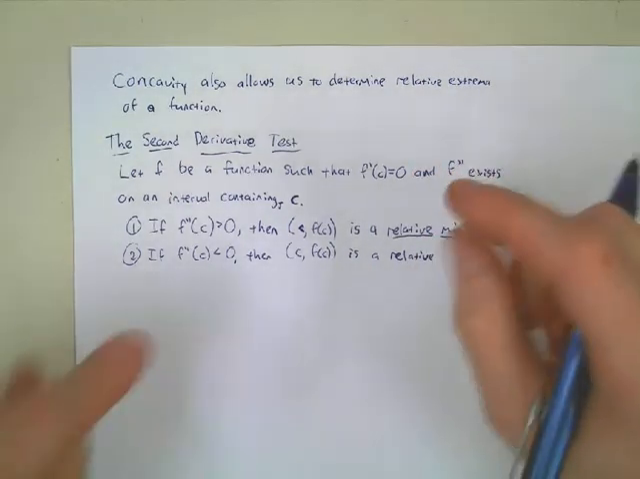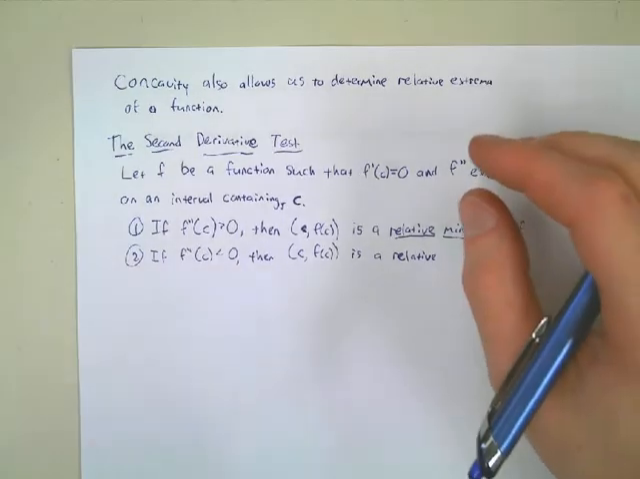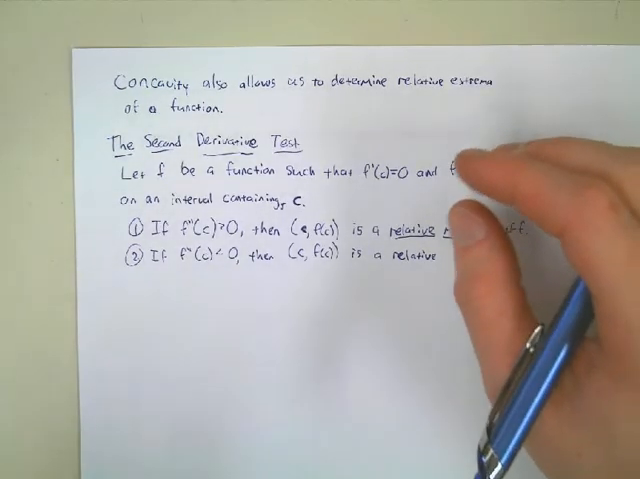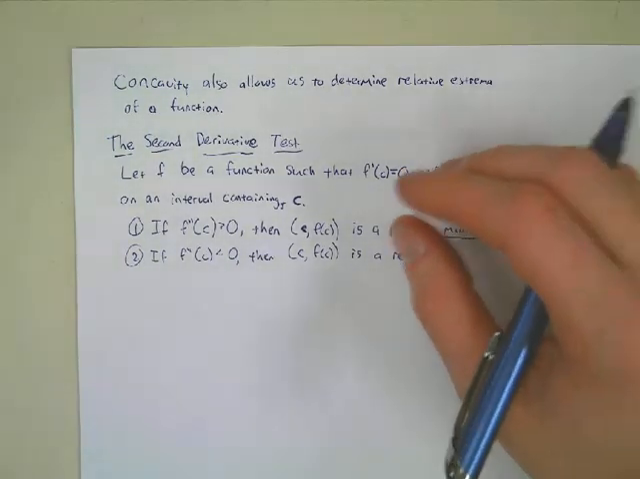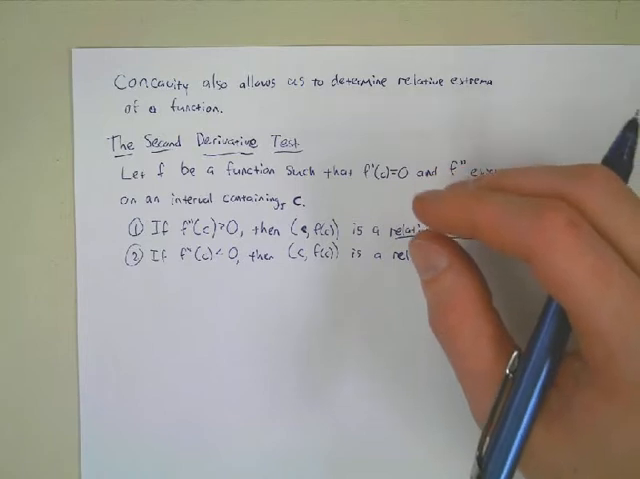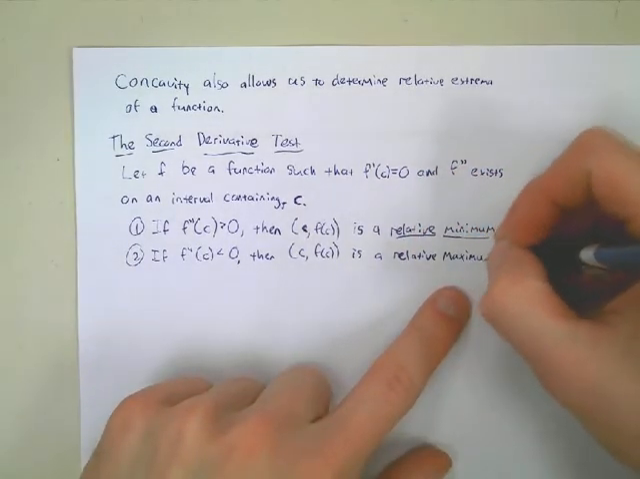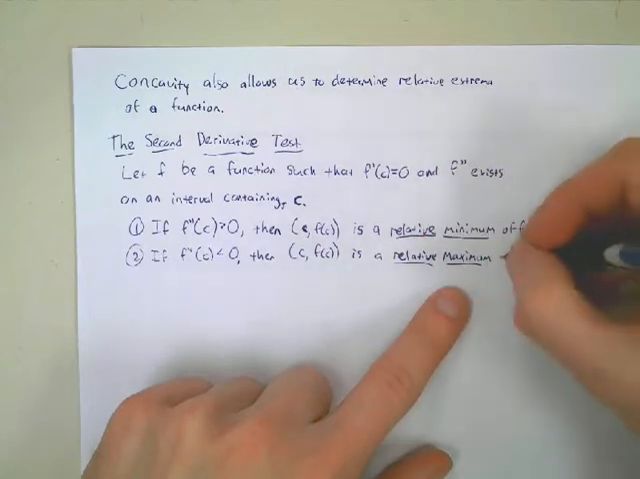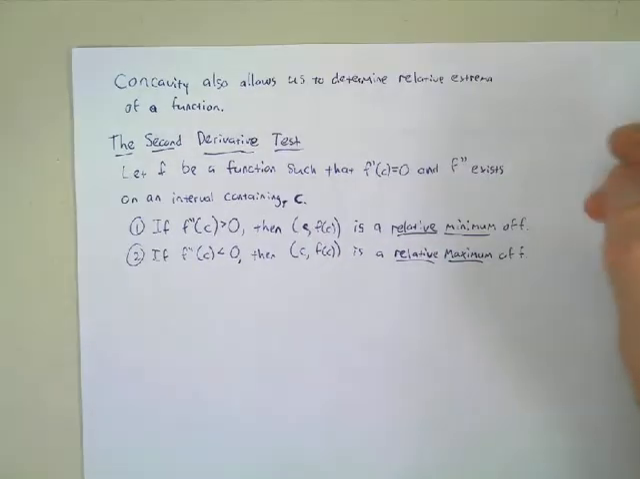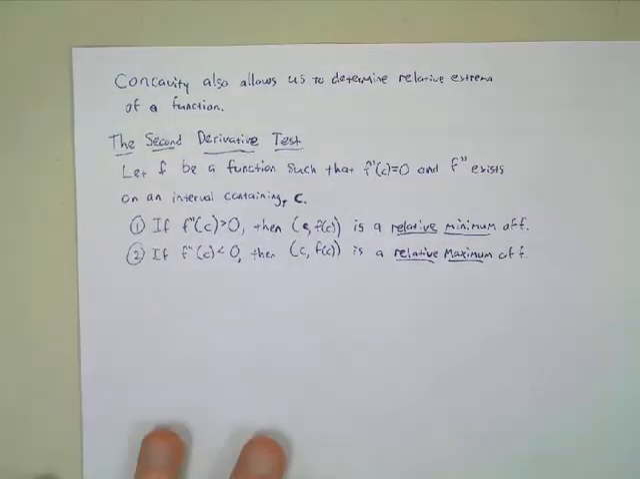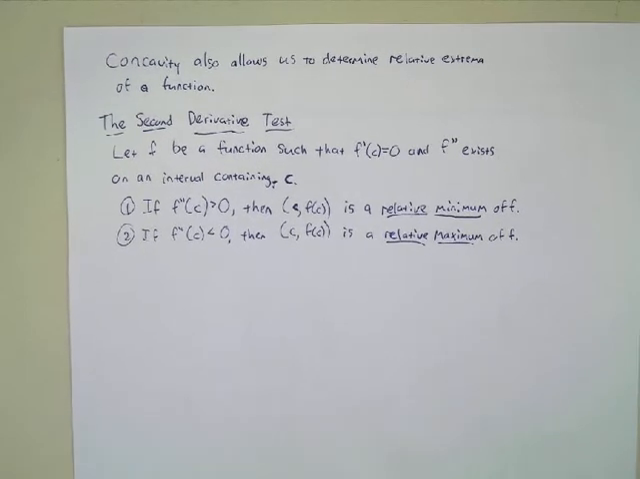Okay, if f prime prime of c is less than 0, then f of c is a relative maximum. Right, again, if f prime prime of c is less than 0, that means the function will be concave down, so down like a frown. That means a relative maximum, right?